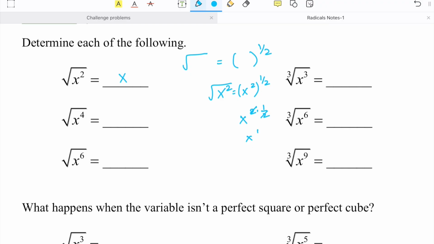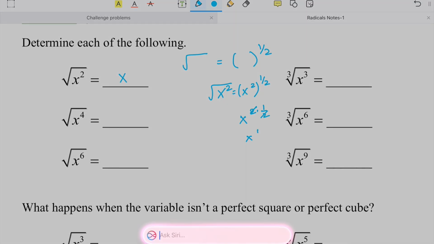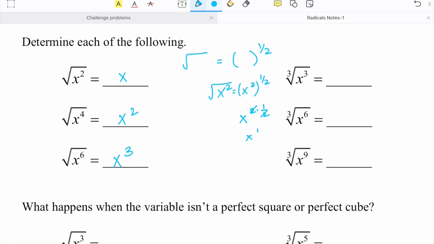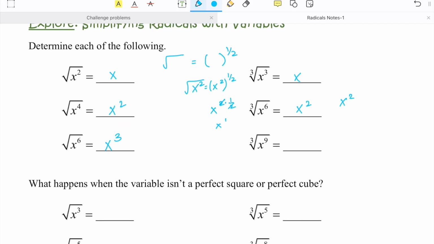Square root of x to the power of 4 is x squared. Square root of x to the power of 6 will be x cubed. Cube root of x to the power of 3 will be x. Cube root of x to the power of 6 will be x squared, because x squared times x squared times x squared is, bases are same, we are multiplying, powers get added, x to the power of 6. Cube root of x to the power of 9 will be x cubed.